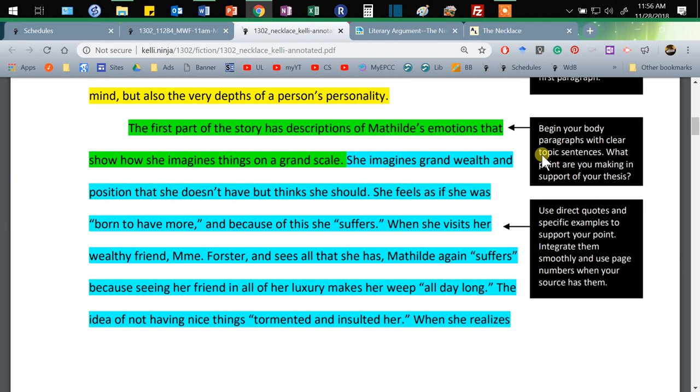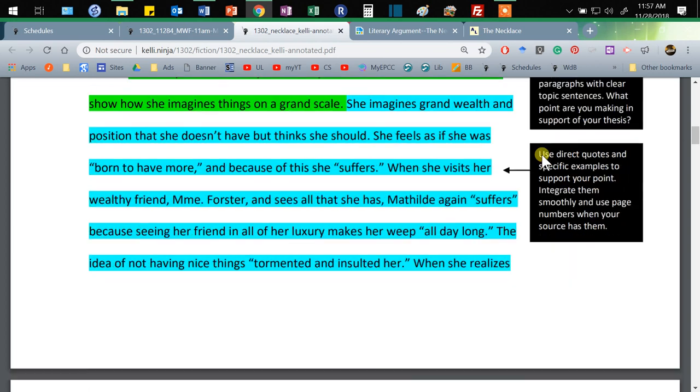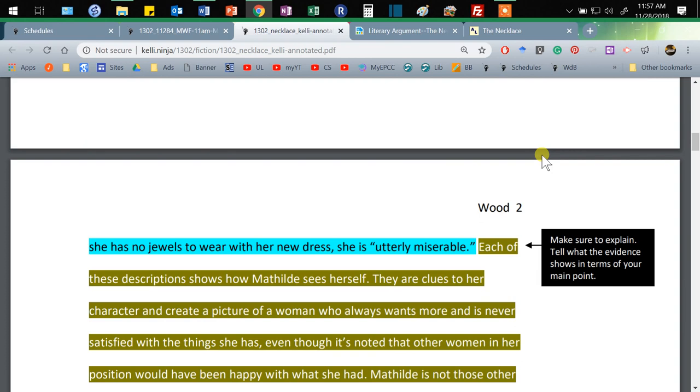When she visits her wealthy friend, Madame Forrester, and she sees all that she has, and in the version I was reading from at the time, Madame and Mademoiselle were abbreviated, like Mr. and Ms., that kind of thing. Mathilde again suffers because seeing her friend in all the luxury makes her weep all day long. The idea of not having nice things tormented and insulted her. When she realized she has no jewels to wear with her new dress, she is utterly miserable.